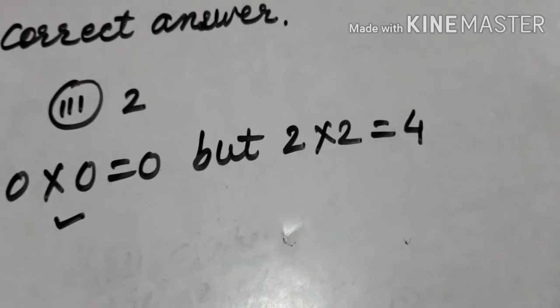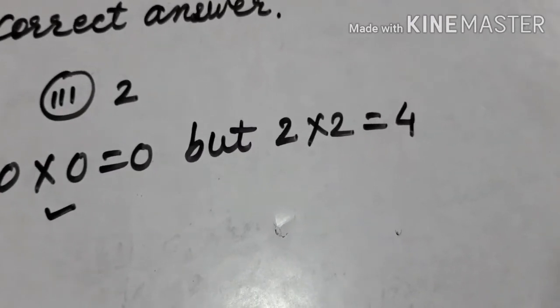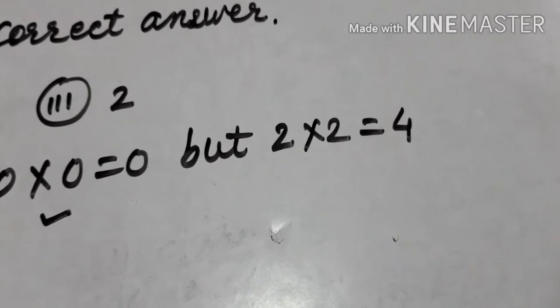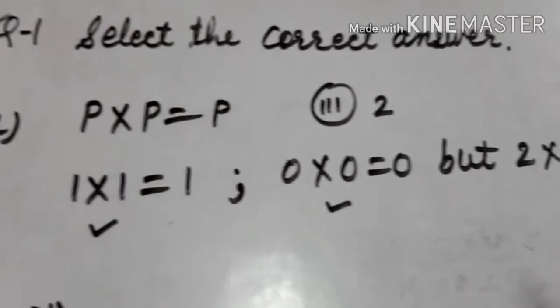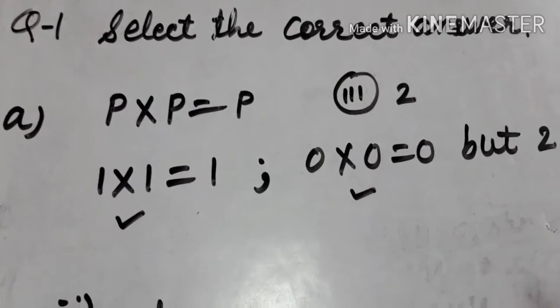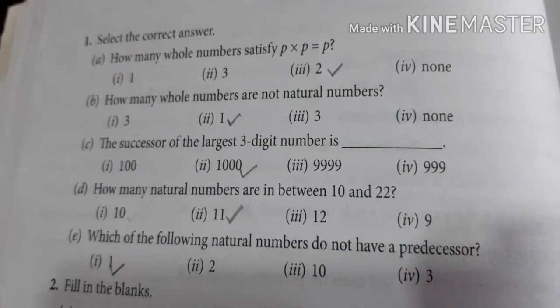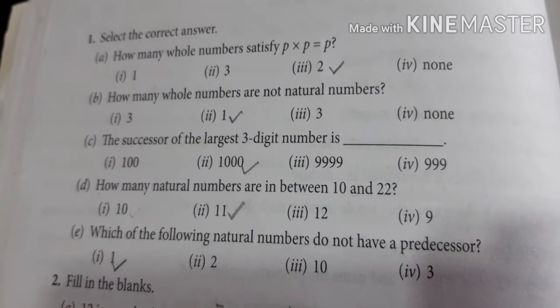But if in place of 1 or 0 I take 2, I will be getting the answer as 4, which is not equal to 2. So the correct option is 2 only. 1 and 0 satisfy this. Now B. How many whole numbers are not natural numbers?